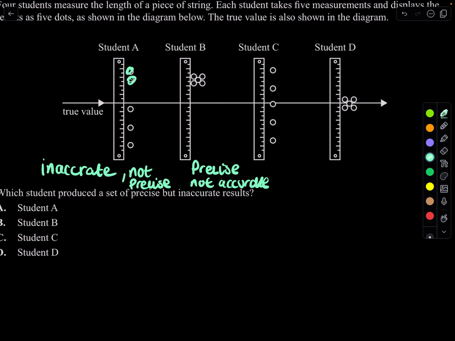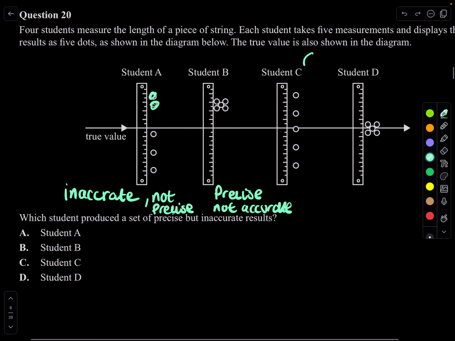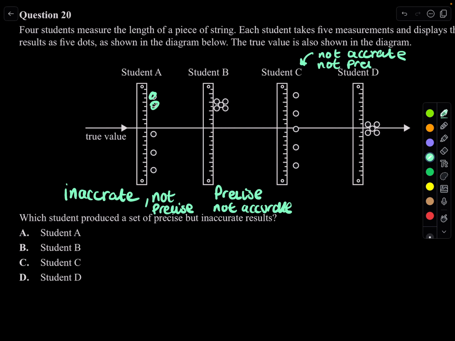Again, student C is not accurate. Only one value is next to the true value, but most of the results aren't on that true value. So we would consider that not very accurate, to be honest, and not precise. Their range is still large, so not precise.